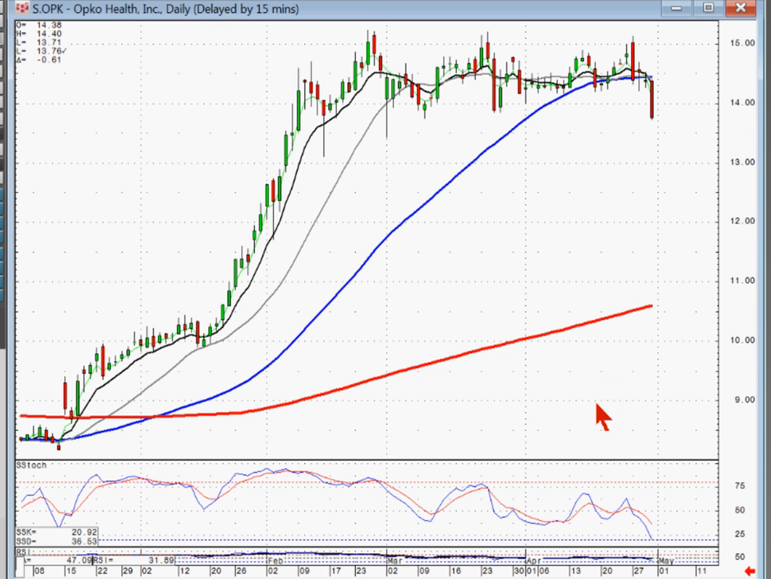OPK. You want to be short on this one. You've failed up here, you have a left-right combo, you've got a double doji sandwich, and you pretty much broke this support level. You want to short this one on weakness tomorrow.